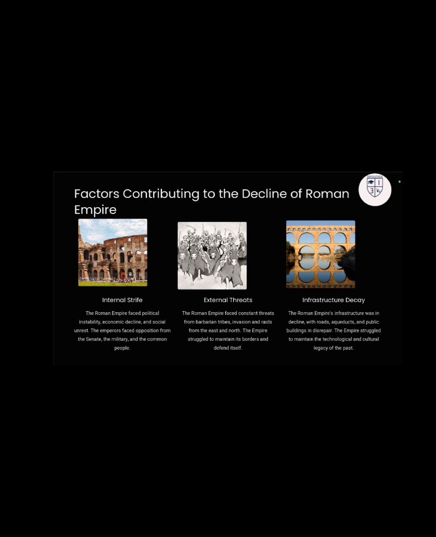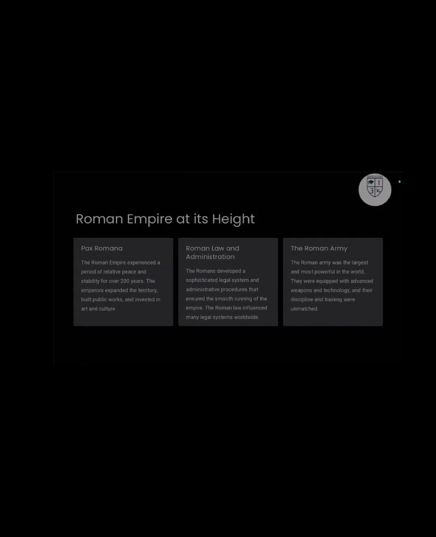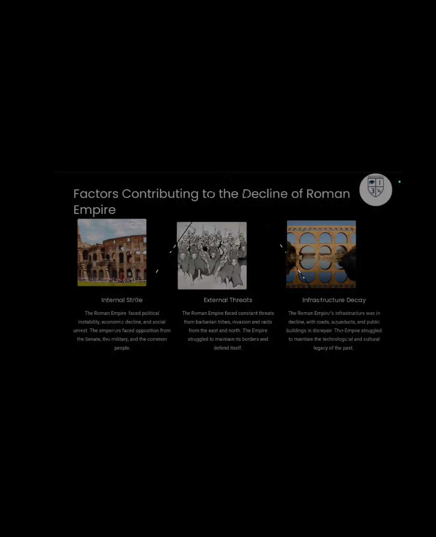So as we read in the previous slide, the Roman Empire was at its height. There are factors which made the Roman Empire come to its height. So Pax Romana, as we saw, the empire expanded territory and built public works. The public works were a factor in taking the Roman Empire to its height, and after that, the decay of infrastructure led to the decline of the Roman Empire.